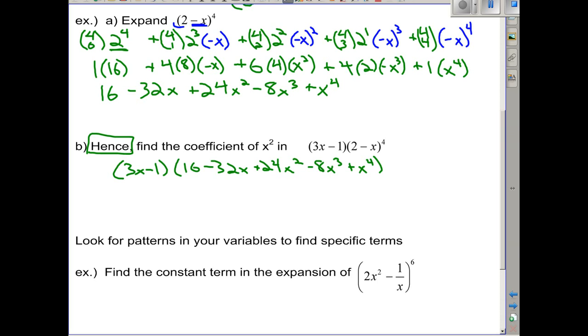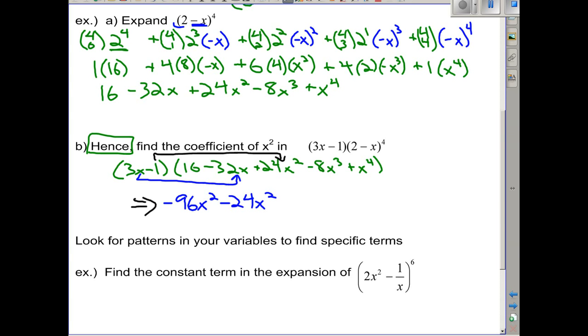Now, where am I going to get x squareds? Well, I'll get x squareds from the 3x part times the x term in here, and also from the negative 1 times the x squared term. So that's going to lead us to 3x times negative 32x is negative 96x squared. Negative 1 times 24 is negative 24x squared.